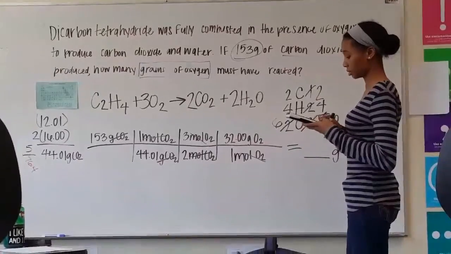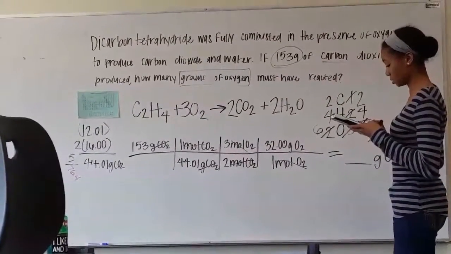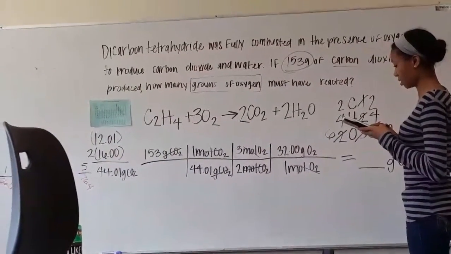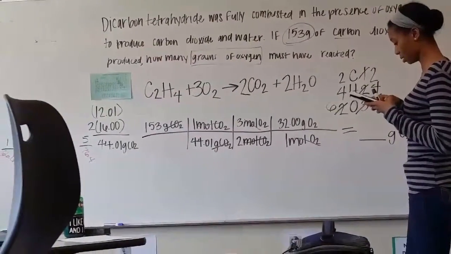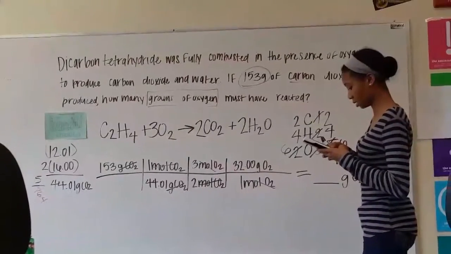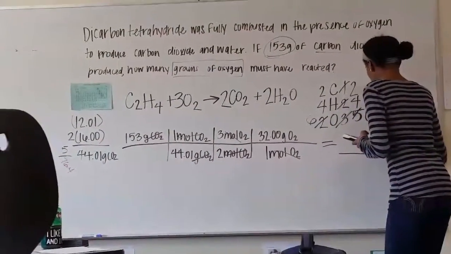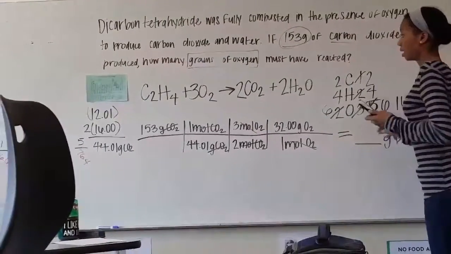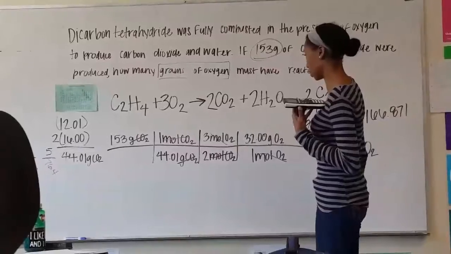So now in your calculator, you write 153 times 1 times 3 times 32, and then you'll divide all of that by 44.01 times 2 times 1. And that'll give you 166.871.